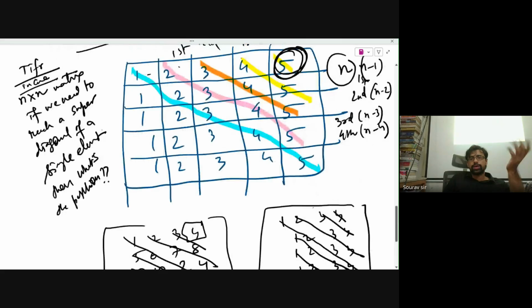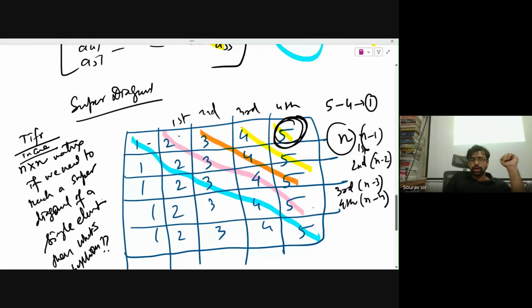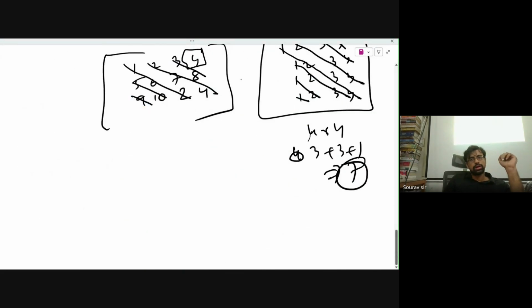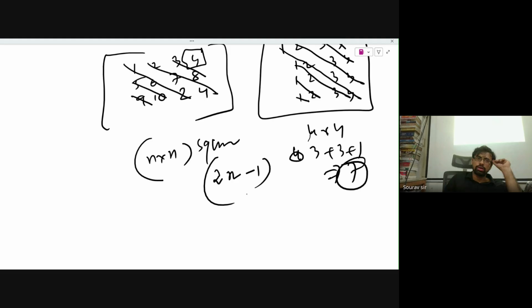In a 4 cross 4 it is 7, so how many in a 5 cross 5? 1 2 3 4, 1 2 3 4, and the principal, 9. So you get the formula 2n minus 1. So in case of an n cross n square matrix, the number of total diagonals including the super and sub is 2n minus 1. Derive the formula yourself, you won't find it in any book.